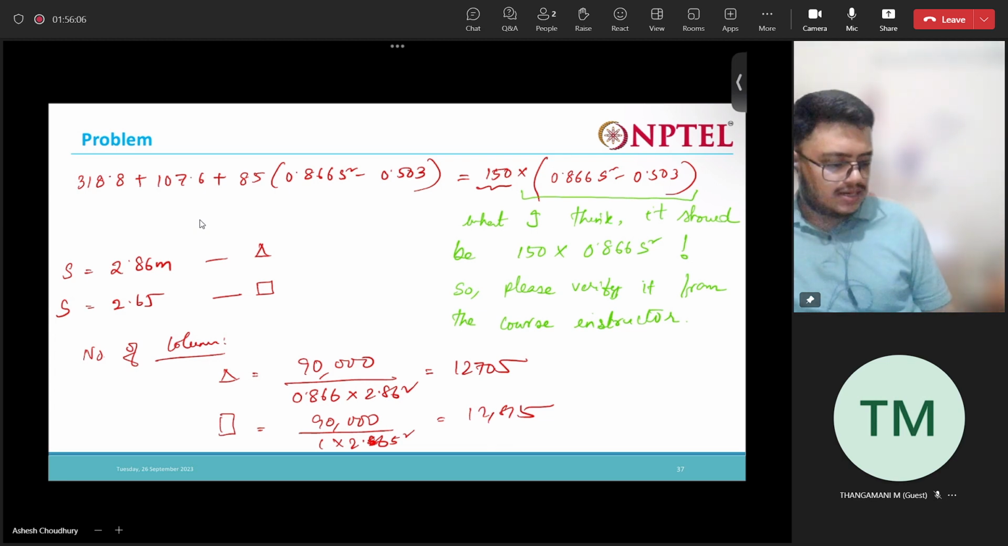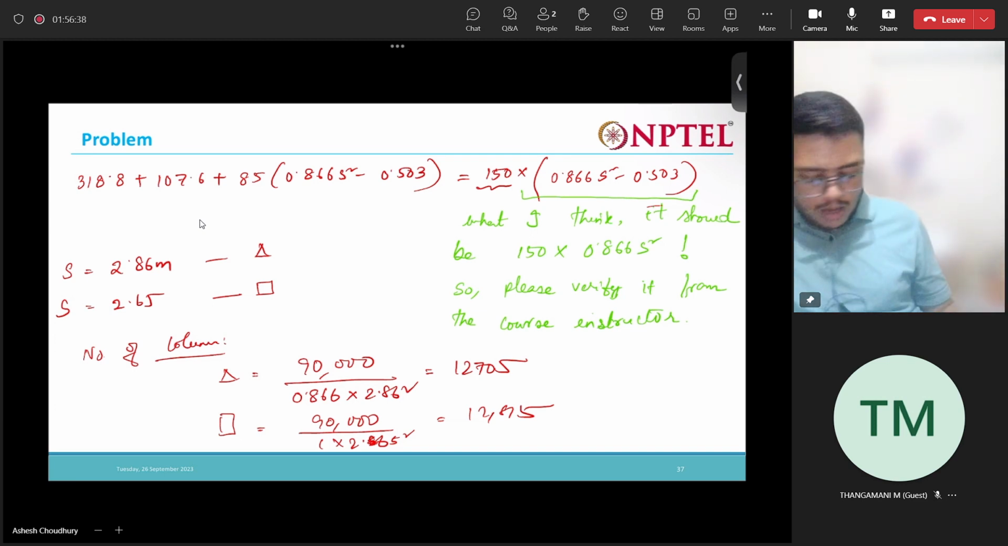Whatever I personally think, it should be 0.866 s square. This right hand side 150 should be multiplied with 0.866 s square in case of triangular arrangement. In case of square arrangement, it should be multiplied with s square only. So this term should not be there. Okay, 0.503, this term should not be there, because why are you deducting this? This is acting on the complete unit cell area, right? So we should take this unit cell area. So please verify this from the instructor.